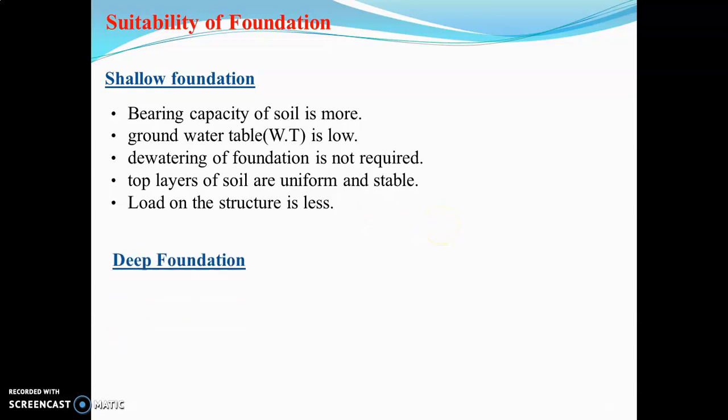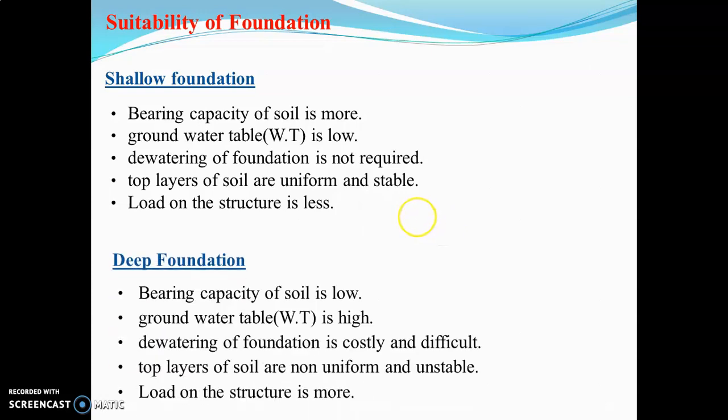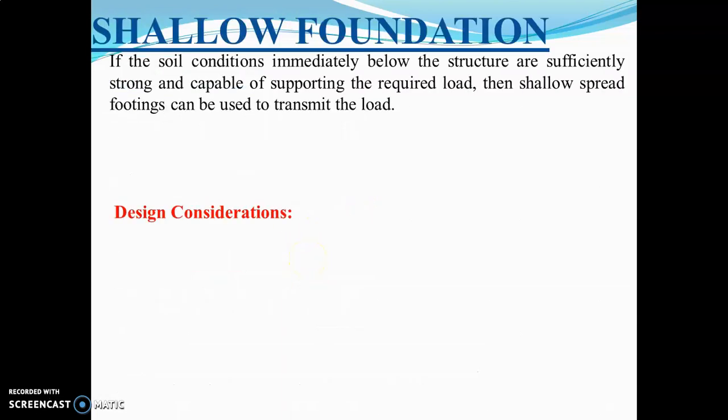Next, let us discuss deep foundations. Here, bearing capacity of the soil is low. If the bearing capacity of the soil is low, groundwater table is high, dewatering of the foundation is costly and difficult, top layers of the soil are not uniform and unstable, and load on the structure is more, then under these conditions you can go for deep foundations. Shallow foundations we will study in detail.